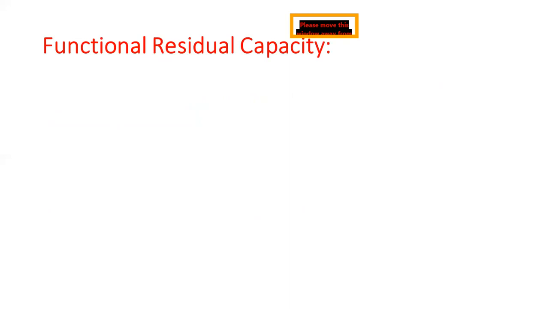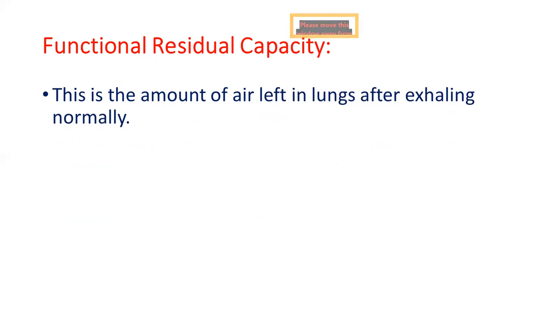So now we will discuss the functional residual capacity. This is the amount of air left in the lungs after exhaling normally. When we do normal inspiration and expiration, and after that the air that remains inside the lung is called functional residual capacity, after normal exhalation, not forceful or maximum.